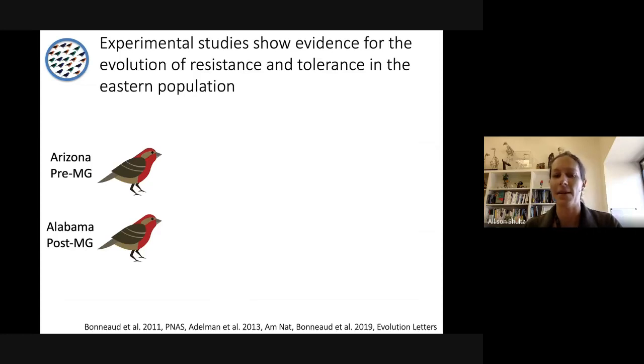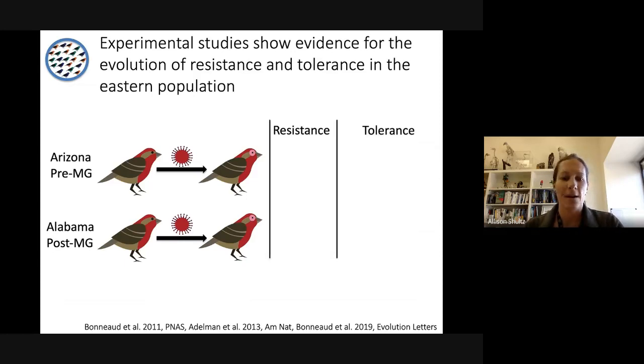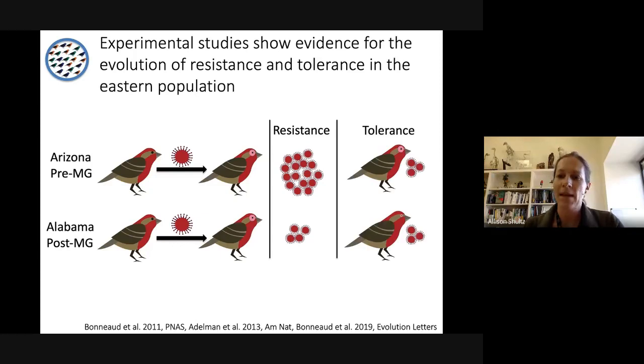and individuals from Arizona that had never yet been exposed to the disease, or the population itself hadn't, infected them, measured their I-score, measured how much of the pathogen was present in their system, and found that the Alabama individuals both had greater resistance, so they had a lower amount of mycoplasma in their system, and also they were more tolerant. So given the same amount of mycoplasma, they had lower eye swelling scores and lower kind of overall pathogenesis.